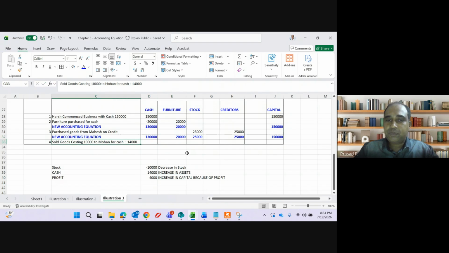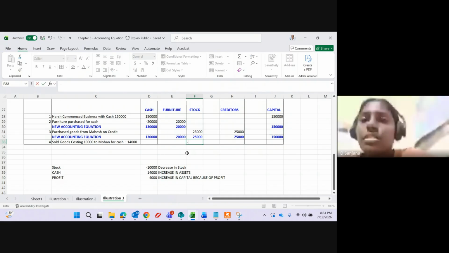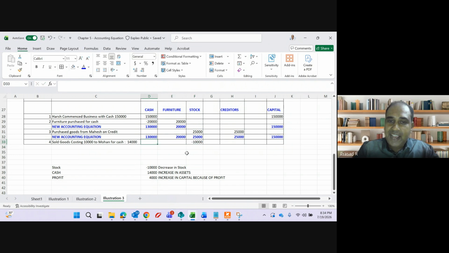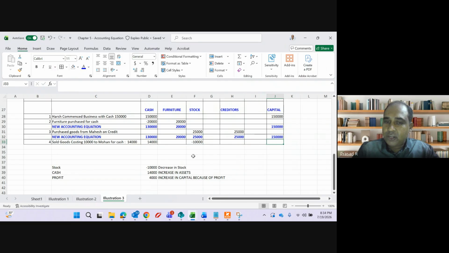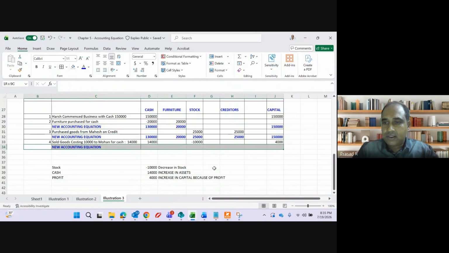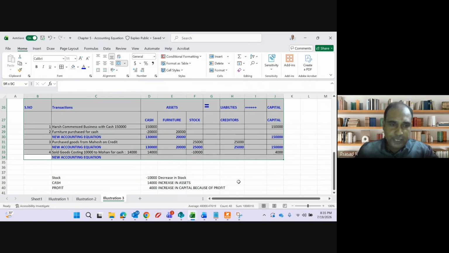Now, can we plot it? Stock, what shall I plot in stock? Minus 10,000. In cash, what shall I do? Increase 14,000. And under capital, what shall I do? Increase 4,000. Fantastic, guys. What is the next step? New accounting equation. I will keep asking you because the format has to get registered in your mind.